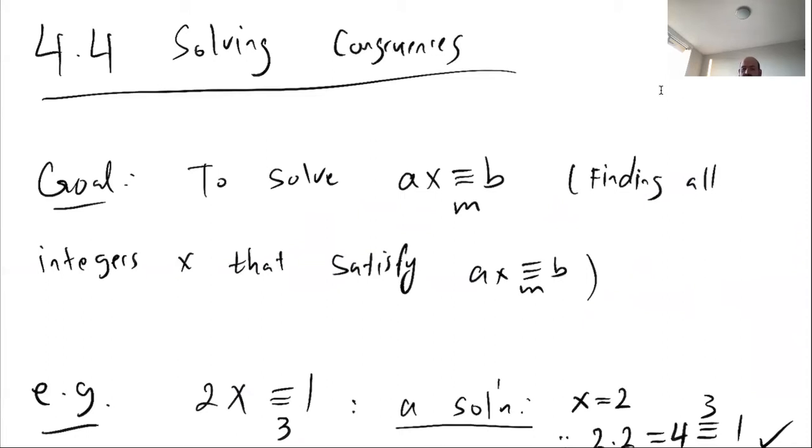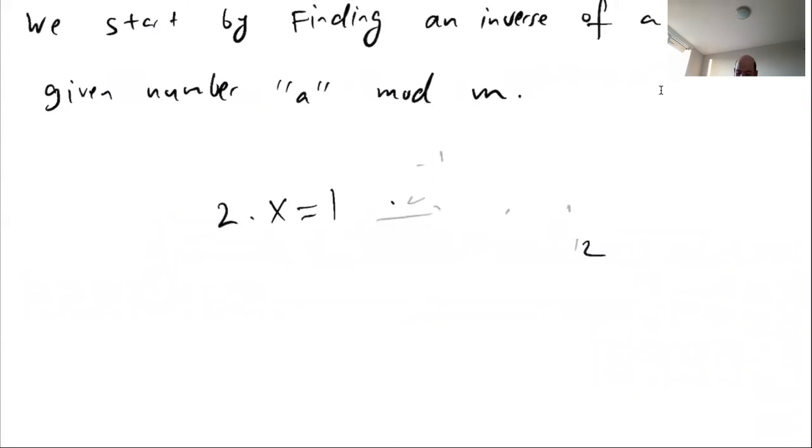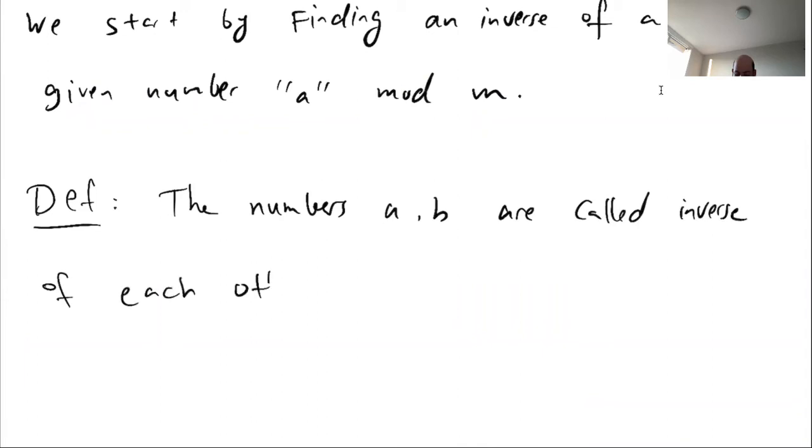What is the meaning of inverse mod M? Let me first give you the definition of inverse mod M, and then I'll tell you the recipe to find the inverse of a number mod M. So the numbers A and B are called inverse of each other mod M if AB equals BA equals 1 mod M.